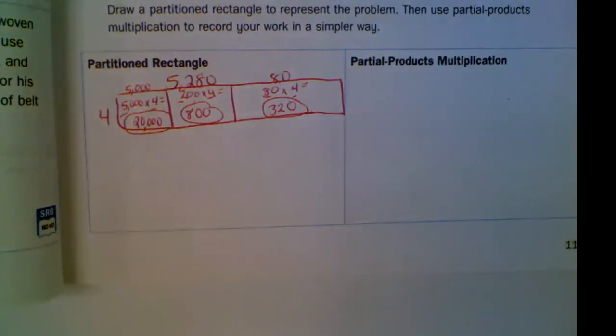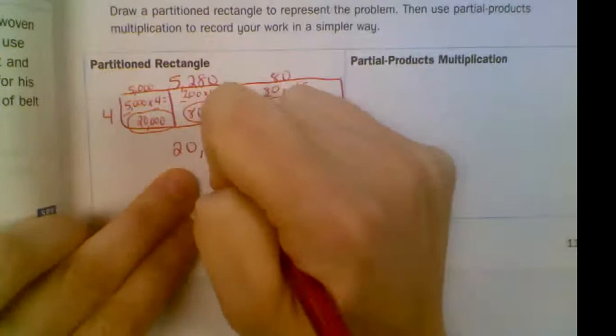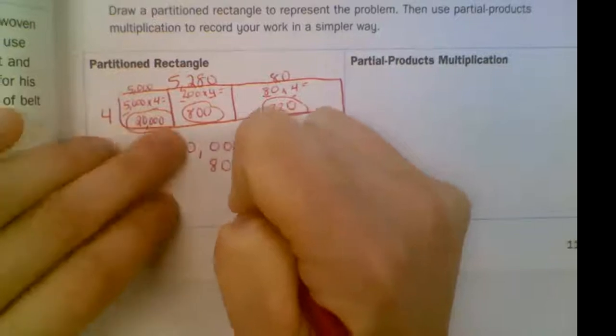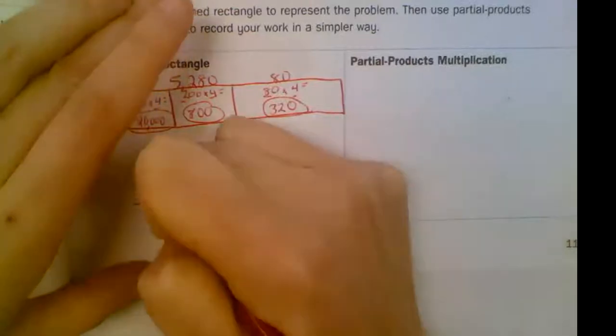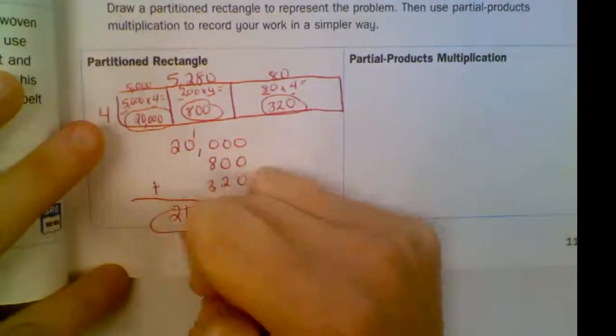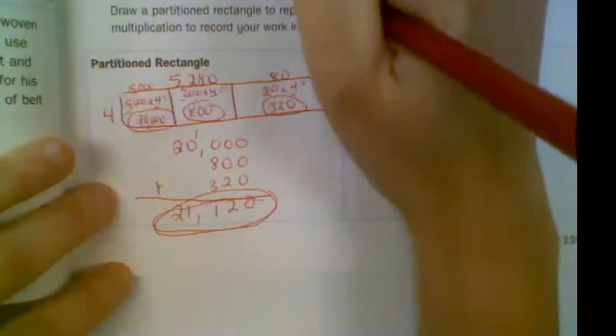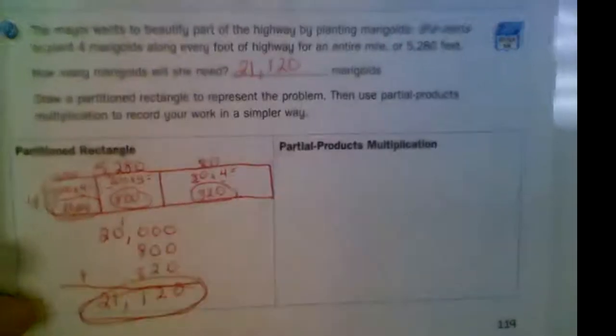So next step, what do we do? Add, subtract, multiply, divide. We add them together. So make sure we have our numbers lined up, or else we might get off track. 20,000, this one was 800, and this last box is 320. And we are adding them together. So zeros, 2, 8 plus 3 is 11, 21,120. Wow, 21,120. Okay, I jumped that up to the answer.